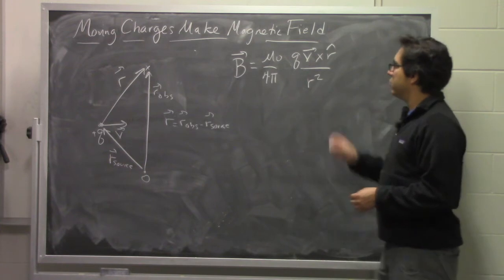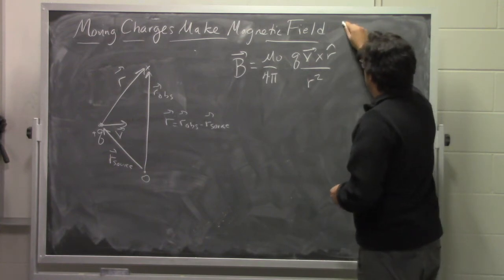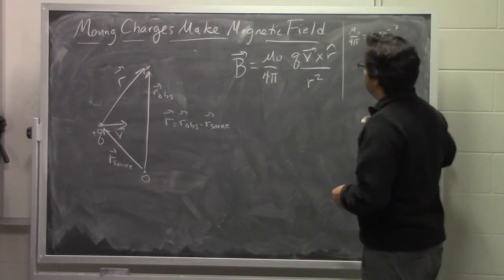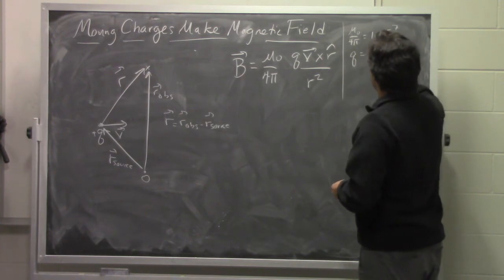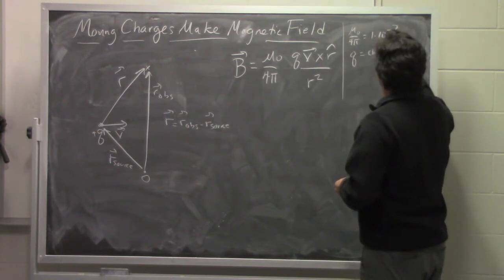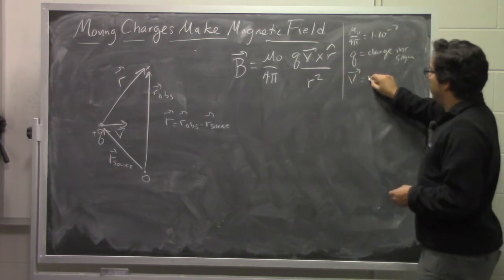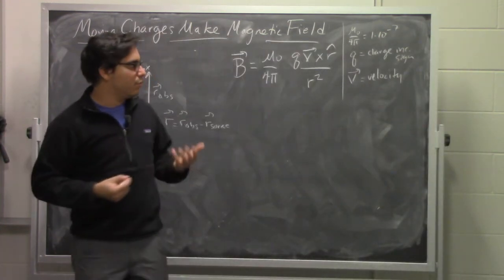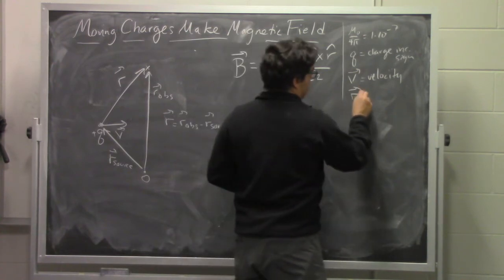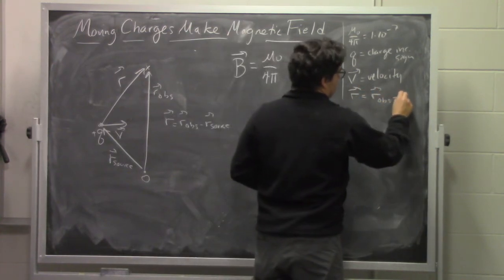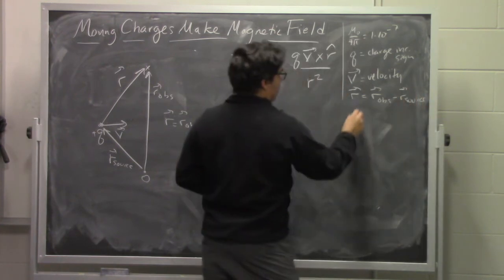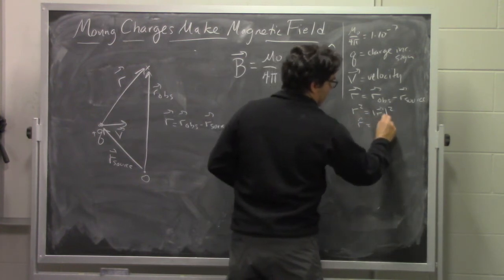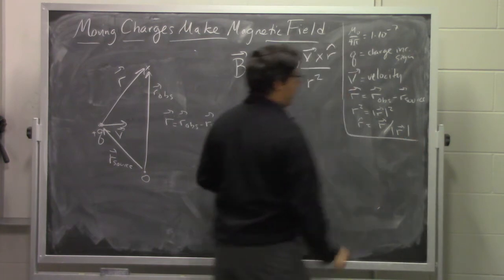Now, let's unpack the different parts of this. First off, the constant mu naught over 4 pi is just a new constant. It's equal to 1 times 10 to the minus 7. q is the charge, which includes the sign. v is the velocity of that charge, so not only how fast it's going, but in which direction it's moving. And r, as we said, is this separation vector between the observation and the source. As a reminder, r squared is the magnitude of r squared, and r hat is equal to the vector itself divided by its magnitude, as we've had before.